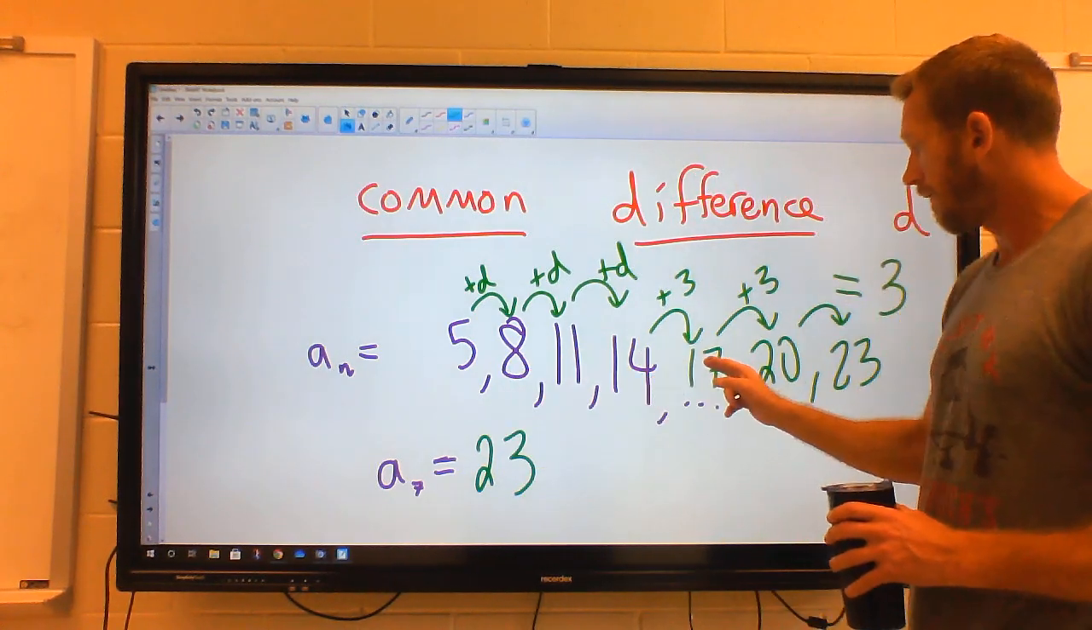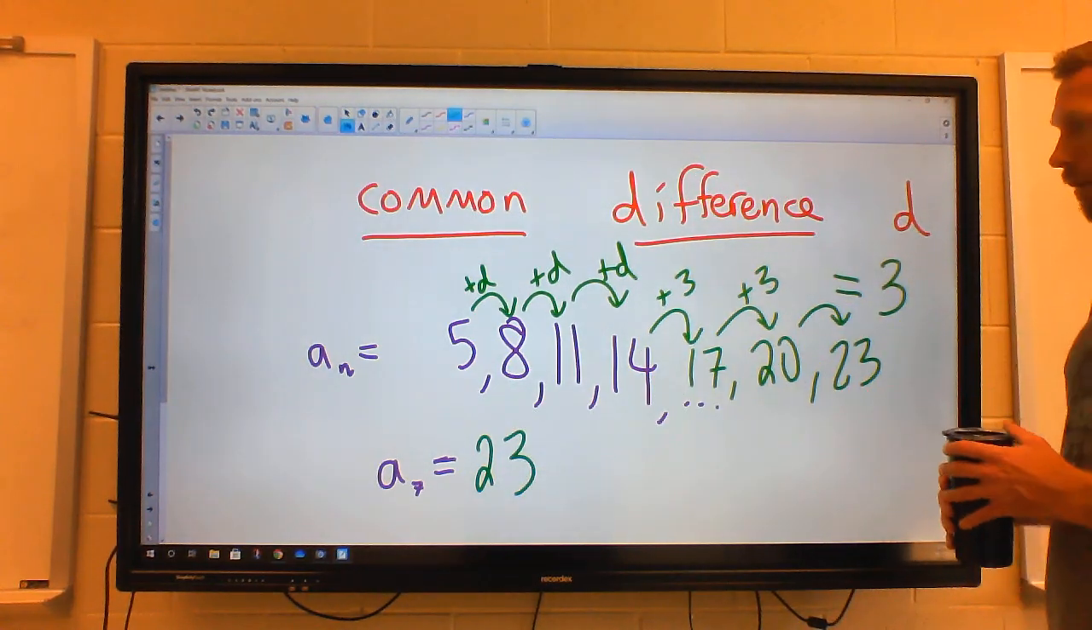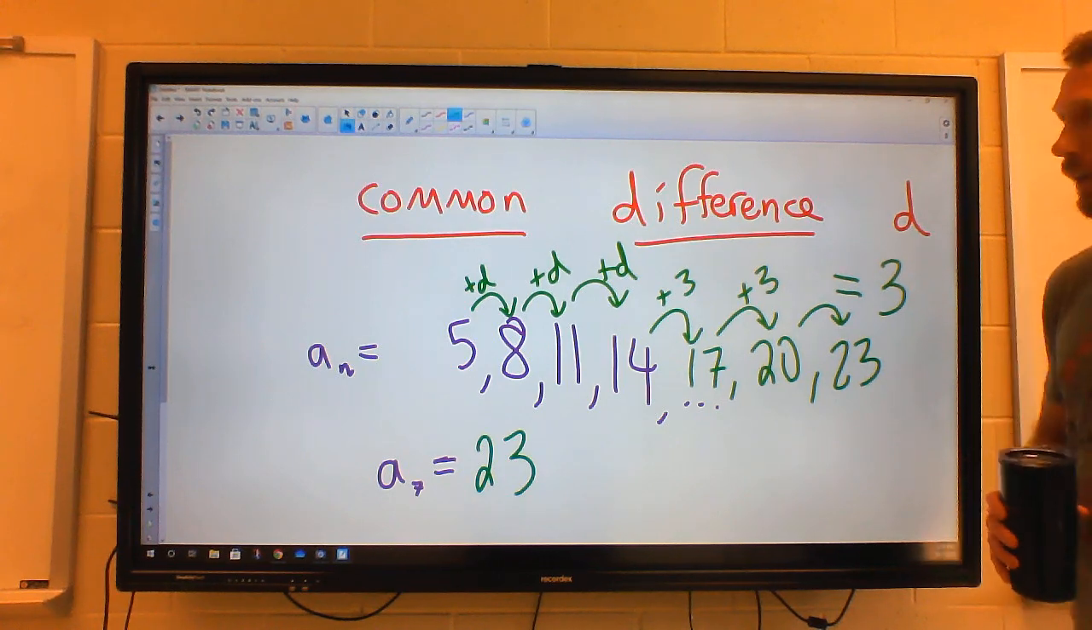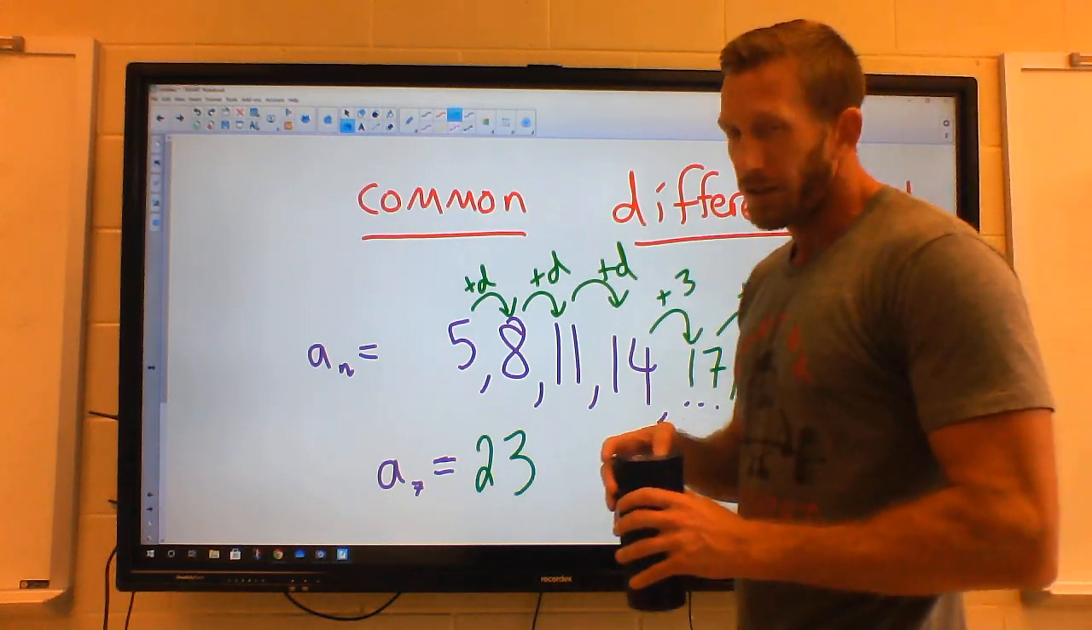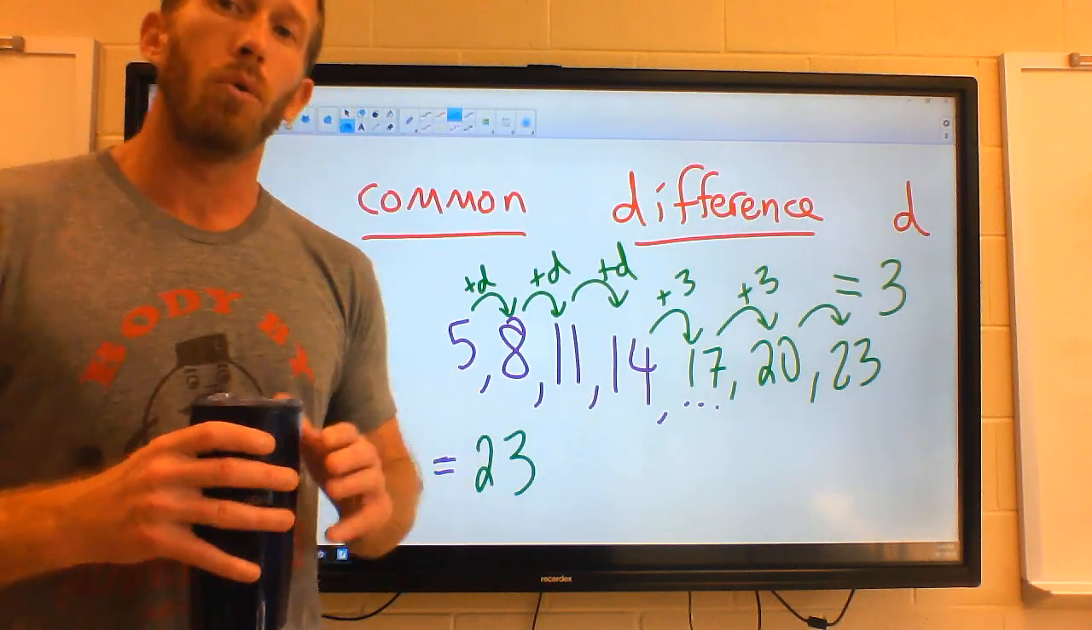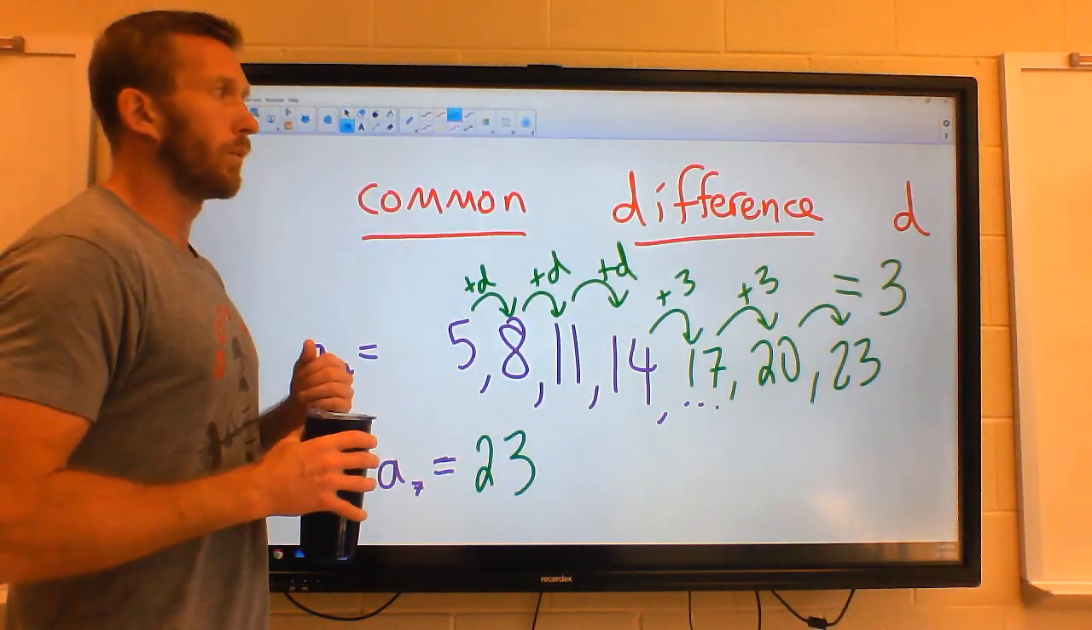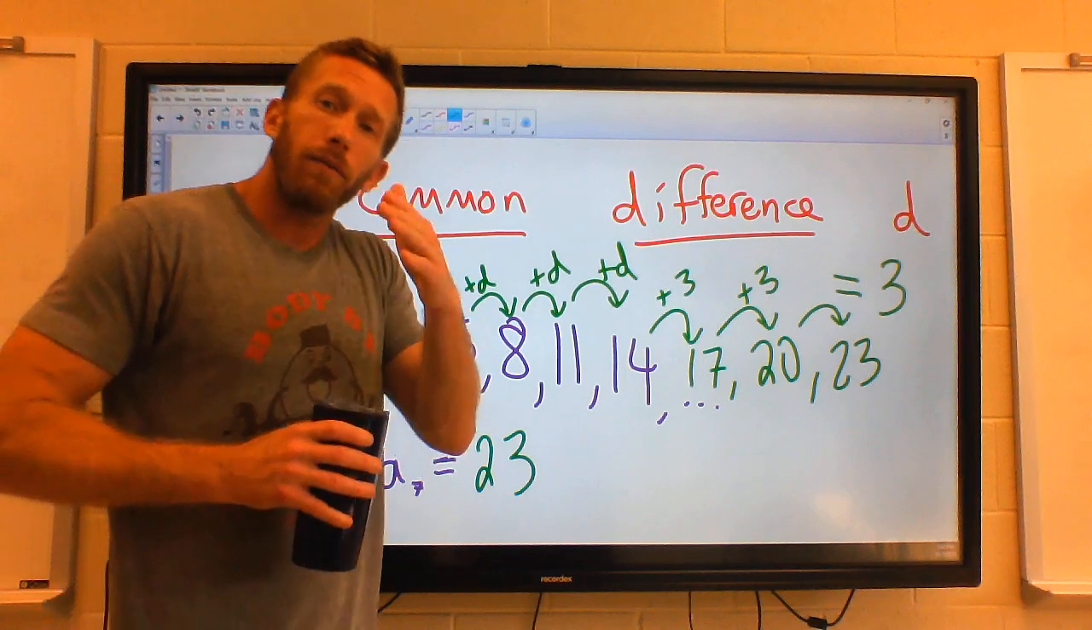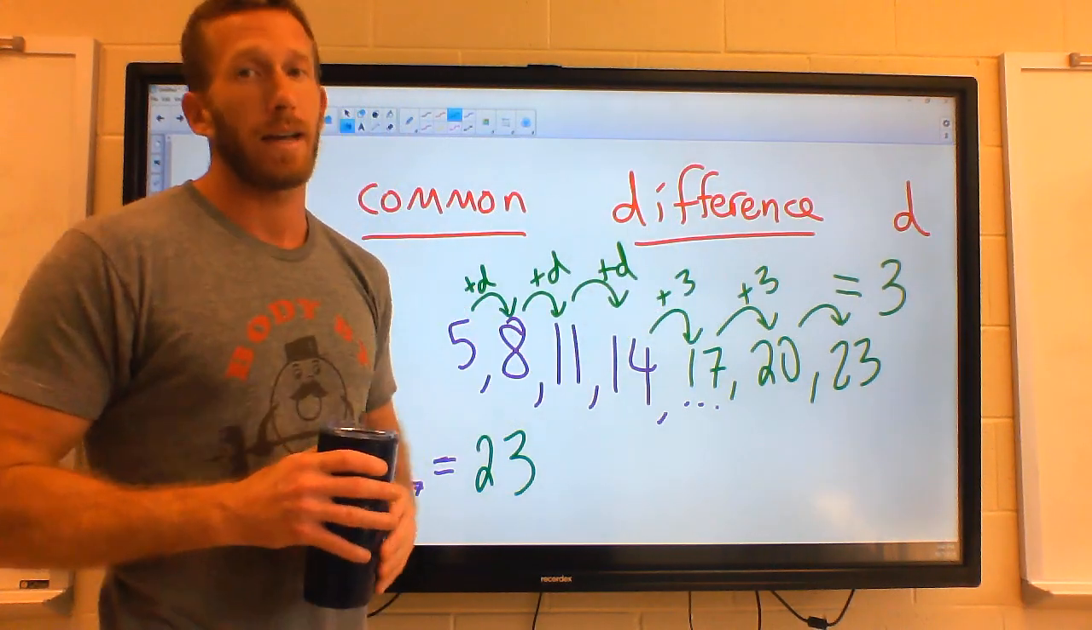1, 2, 3, 4, 5, 6, boom. The 7th term is 23. And this actually directly leads us into how we would write a recursive rule for a sequence, because the recursive rule tells us how to get from one term to the next to the next.